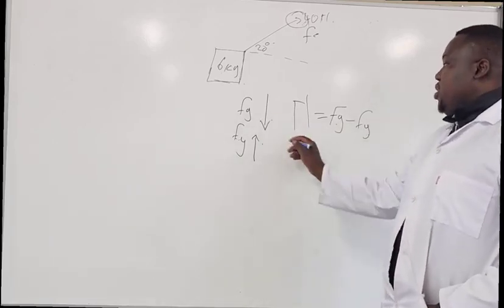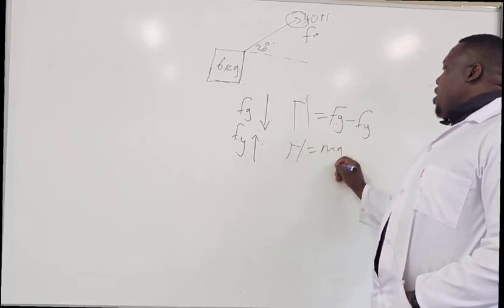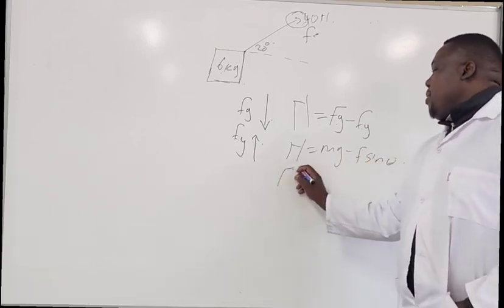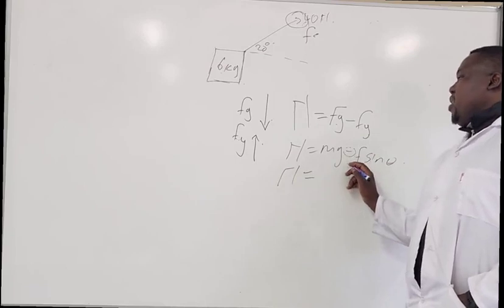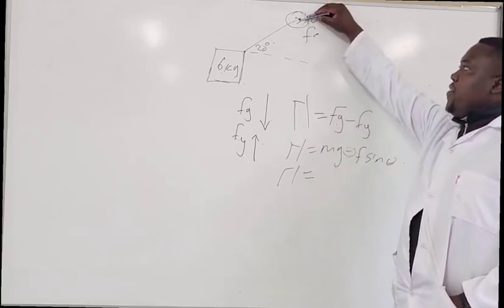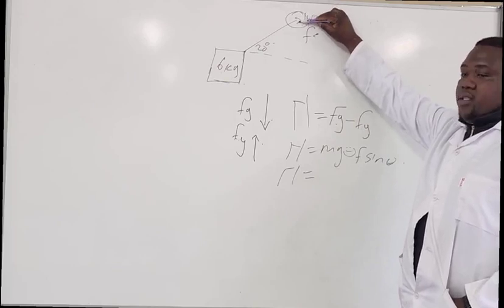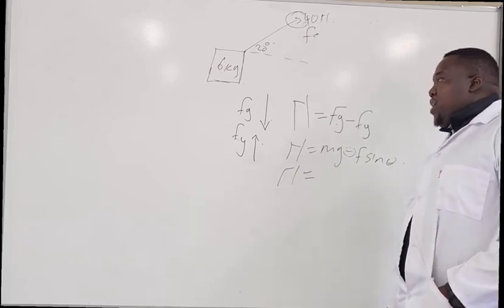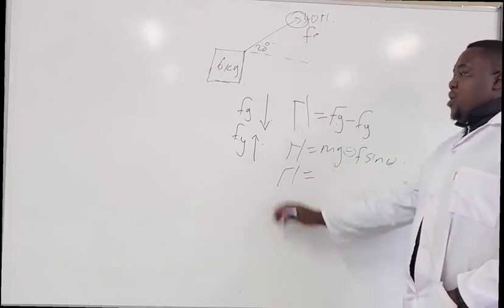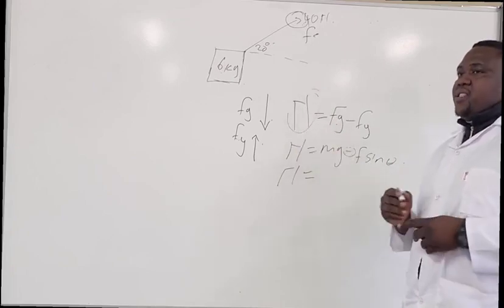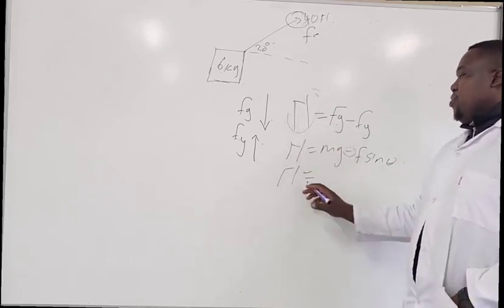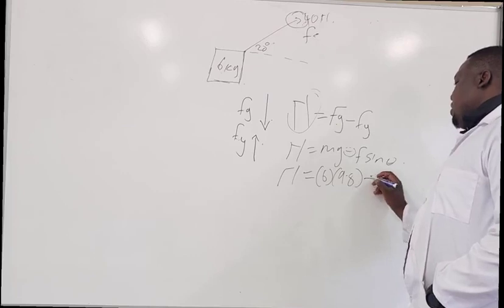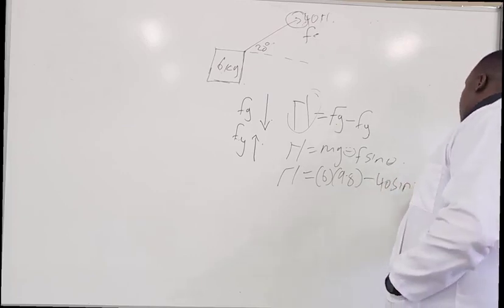So for this scenario, we're going to have normal force equals mg minus F sine theta. Why are we writing minus here? It is because the force is going up, its component will go up. Gravitational force is always downward, so they are moving in different directions. When we calculate normal force, we focus on forces that are upwards only. So normal force here is going to be 6 multiplied by 9,8 minus 40 sine 20.